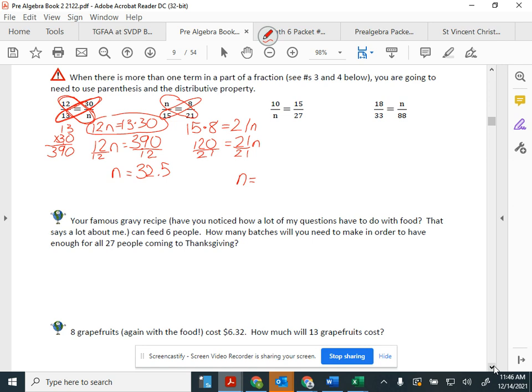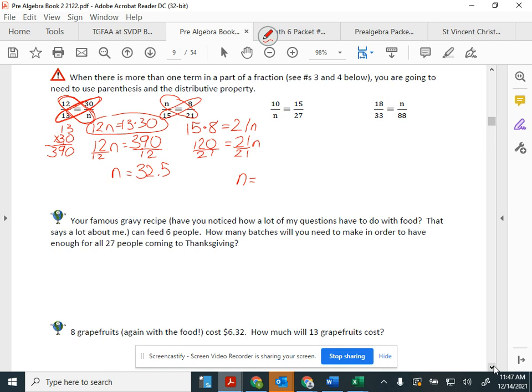120 divided by 21, Maddie. 10. No, oh, sorry, 100. No. You actually have to do the math. It's not easy to figure it out in mental math. It was 200. I know you were thinking it was 210, but it's not. It's 120. So be careful.